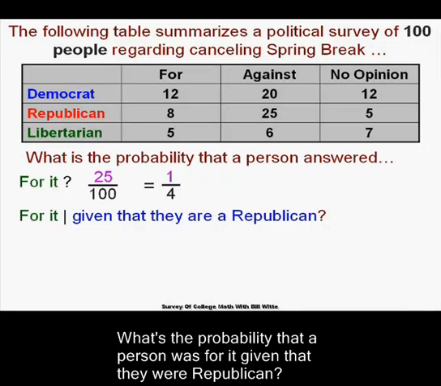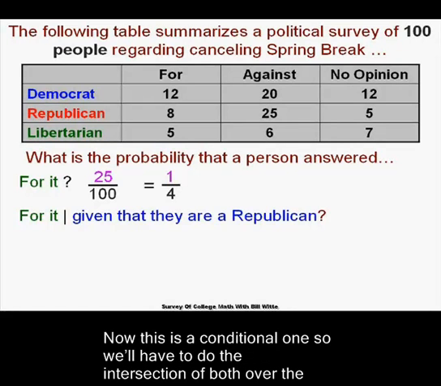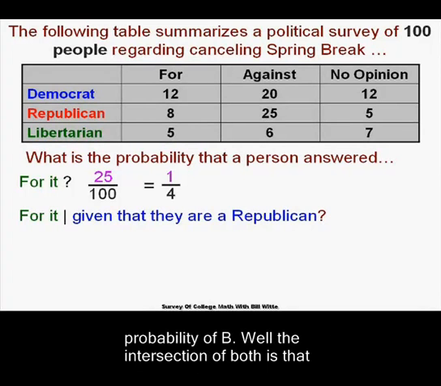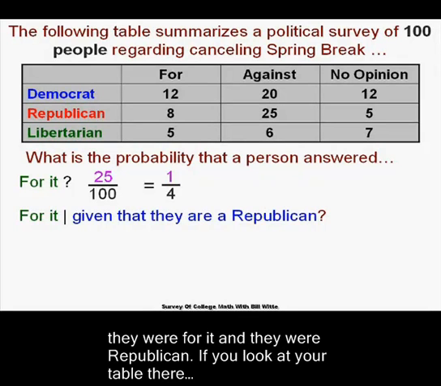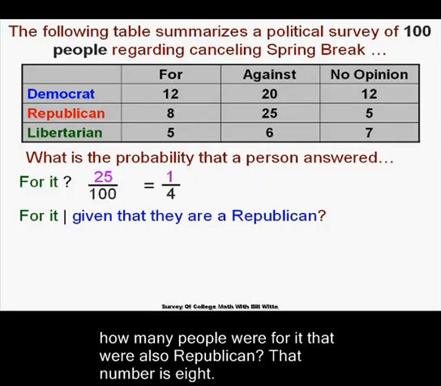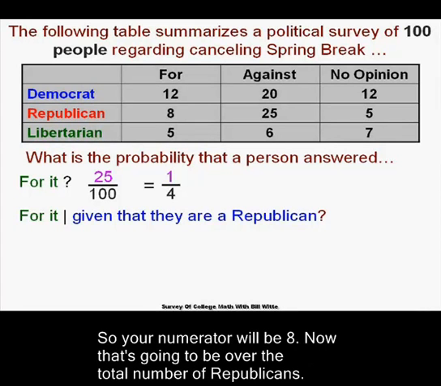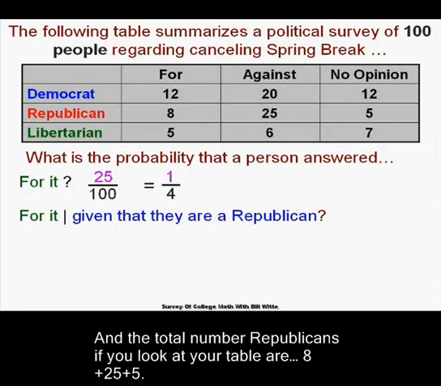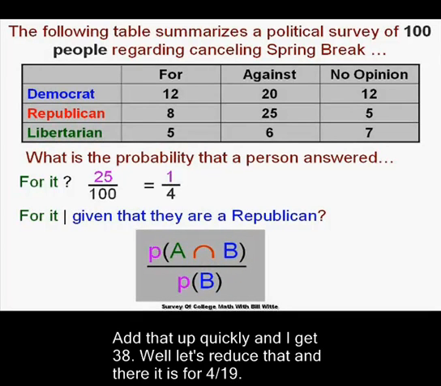What's the probability that a person was for it given that they were Republican? Now, this is a conditional one. Okay? So we're going to have to do the intersection of both over the probability of B. Well, the intersection of both is that they were for it and were Republican. If you look at your table there, how many people were for it that were also Republican is 8. So your numerator will be 8. Now, that's going to be over the total number of Republicans. And the total number of Republicans, if you look at your table, is 8 plus 25 plus 5. If you add that up quickly, we're going to get 38.